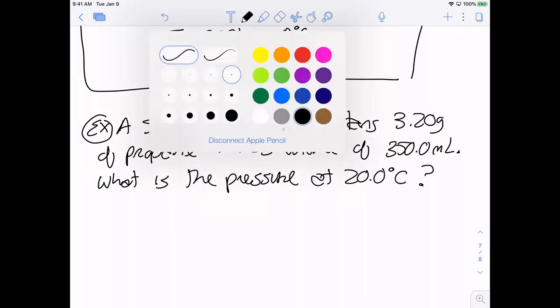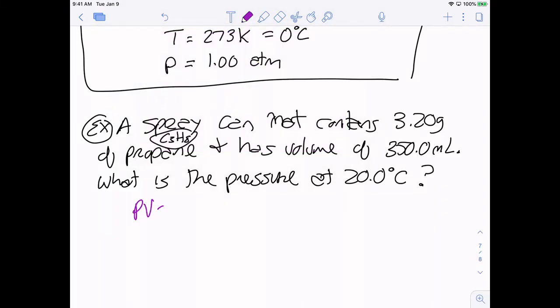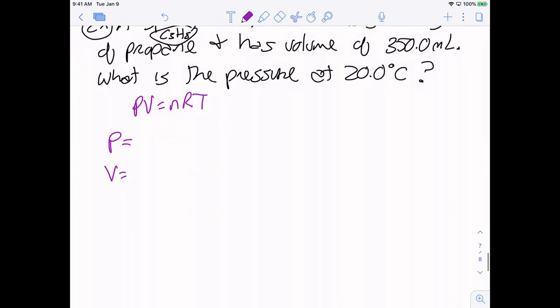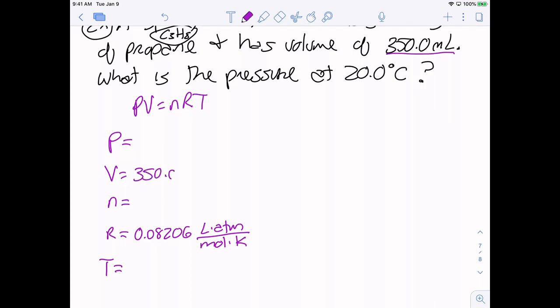What I also like to do is make a list. So PV equals nRT. Instead of plugging things right in, because often we have to do unit conversions, I'll just make my list, and then I'll do my conversions as part of this. So P, V, n, R, T. The gas constant, we're getting that from the periodic table. And then remember that the units on my gas constant are going to dictate what my other units need to be. So my volume needs to be in liters. If I go up to my problem, it's in milliliters. So we do need to convert that.